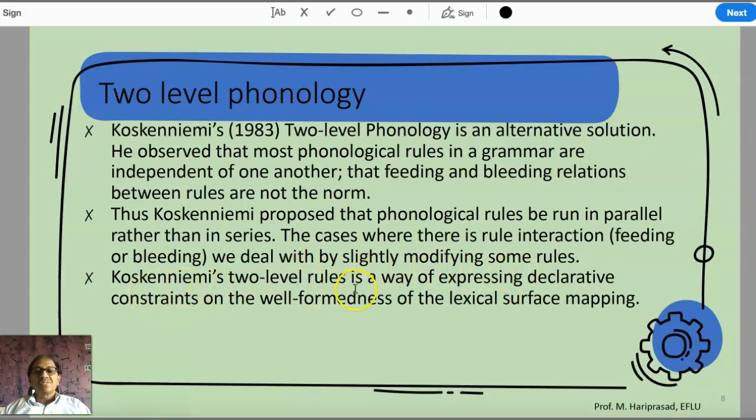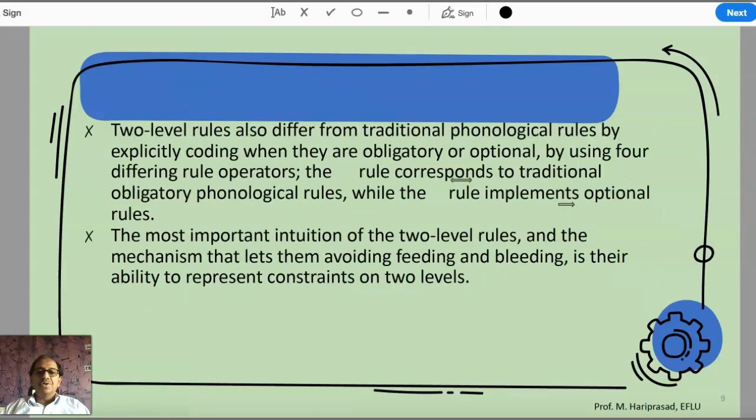So Koskenniemi's two-level rules are a way of expressing declarative constraints on the well-formedness of the lexical-surface mapping. You have the lexical level and the surface level mapping. Between them, we are going to have certain constraints to obtain a well-formed, correct, grammatical structure. How do we do this? Two-level rules also differ from traditional phonological rules by explicitly coding when they are obligatory or optional. Traditional phonological rules apply one after another. But in two-level rules, we'll say some of them are obligatory, some of them are optional.